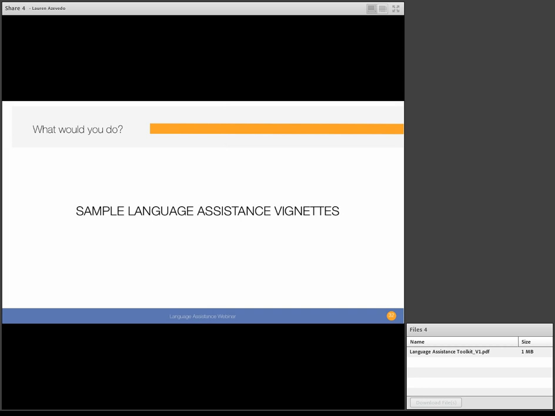So those are the tools included in the toolkit. And the last section is a series of five vignettes or scenarios where an organization would have to deploy their language assistance policies and they're meant to be a tool to role play within your organization how you would react to these scenarios. And Lauren is going to explain that a little more.